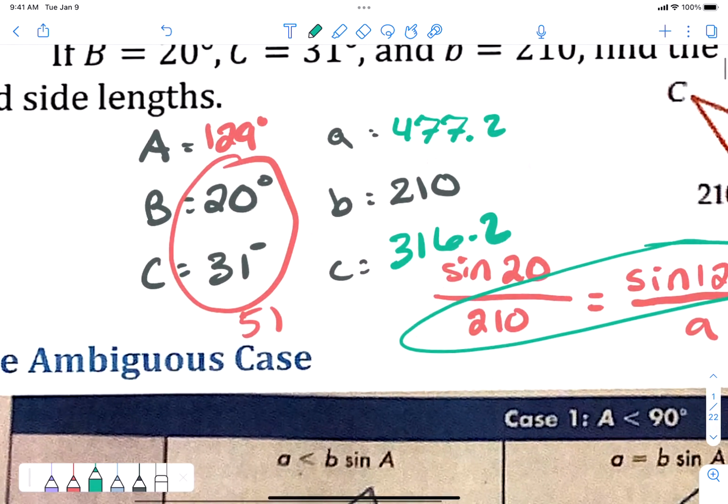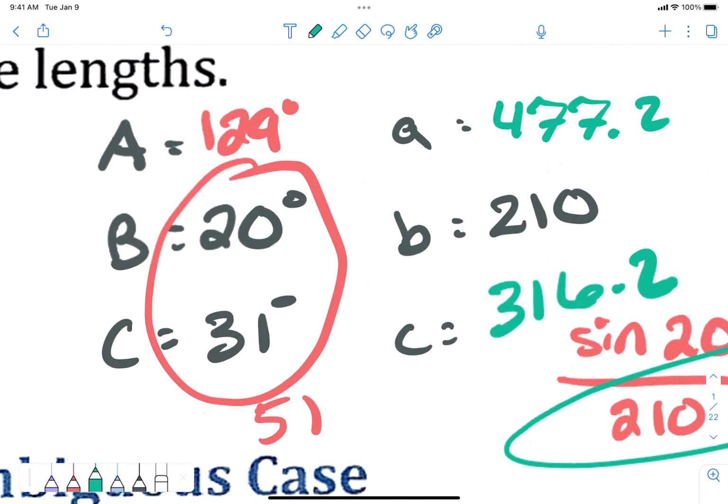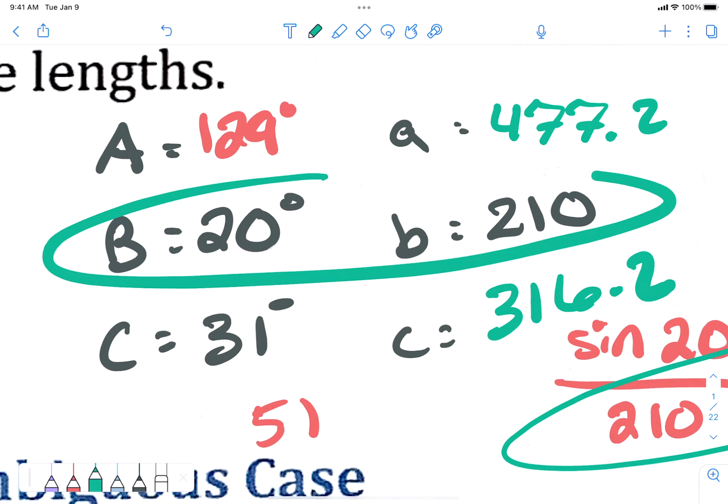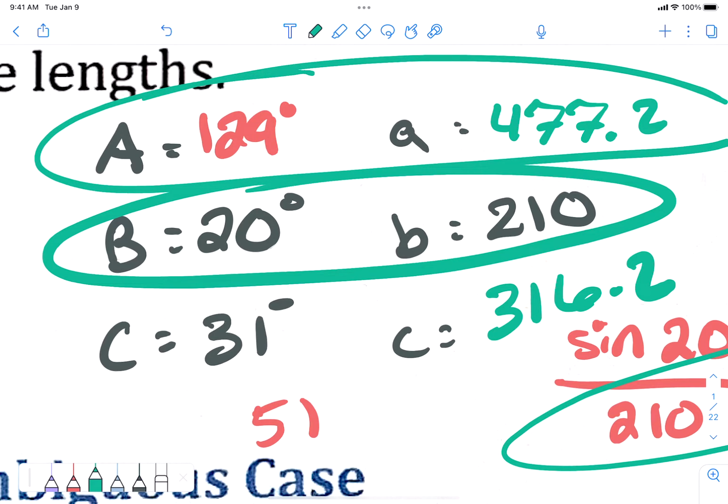316.2. Okay, now before we move on, check your answer. You can't check your answer entirely to see if it's correct, but I can do a couple things. Let's see if it makes sense. Smallest angle is 20. Is 210 the smallest side? Yes. Biggest angle is 129. Is 477 the biggest side? Yes. So at least check that and see if that makes sense.